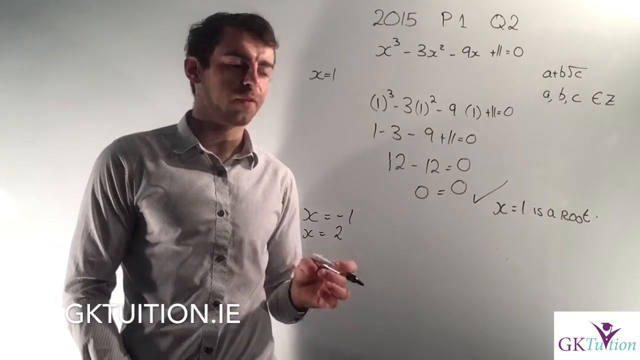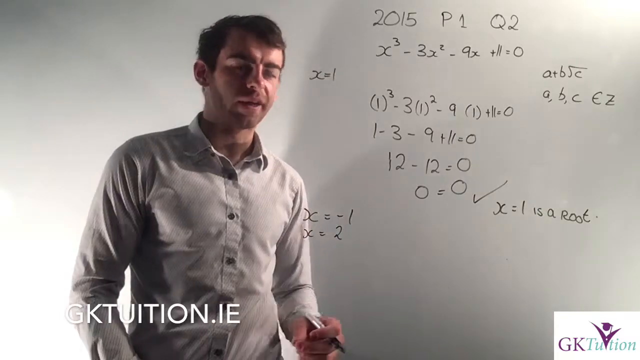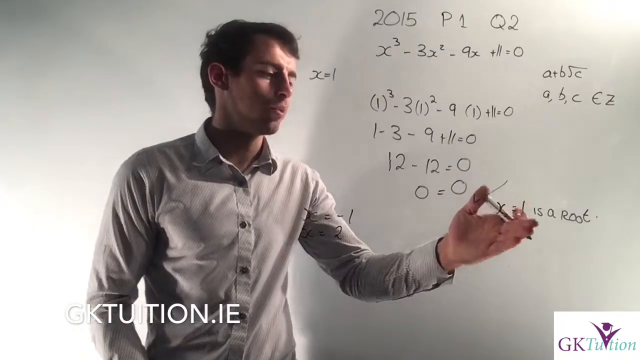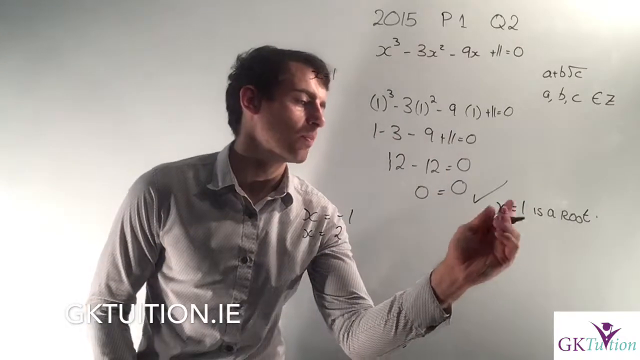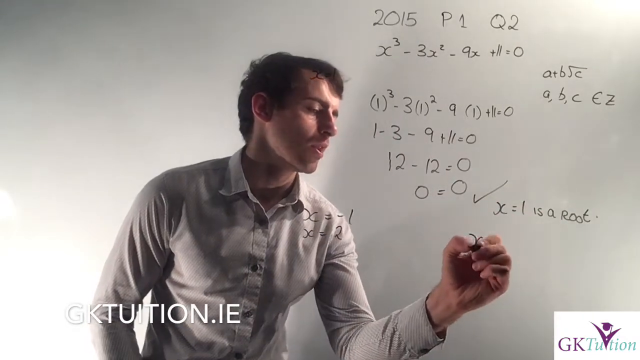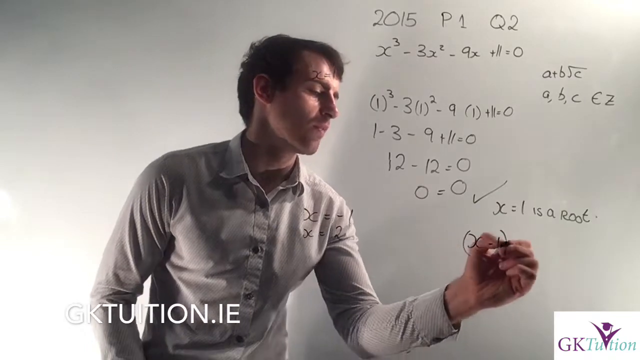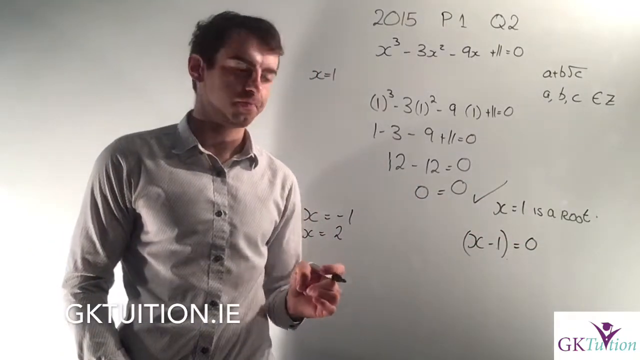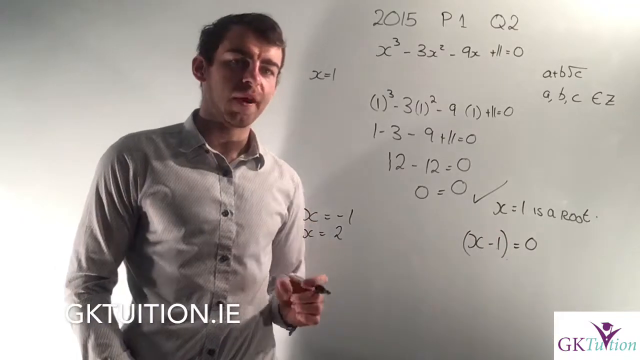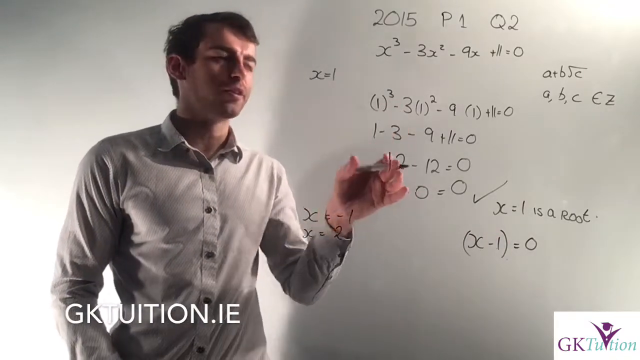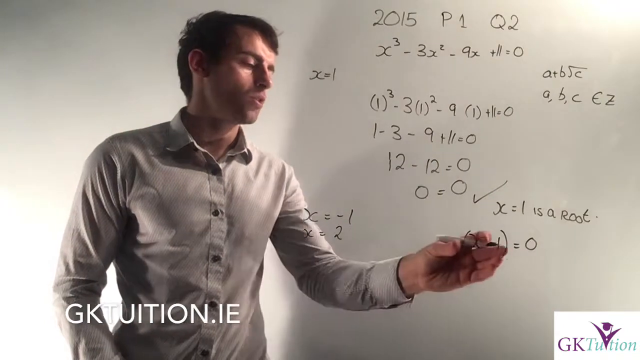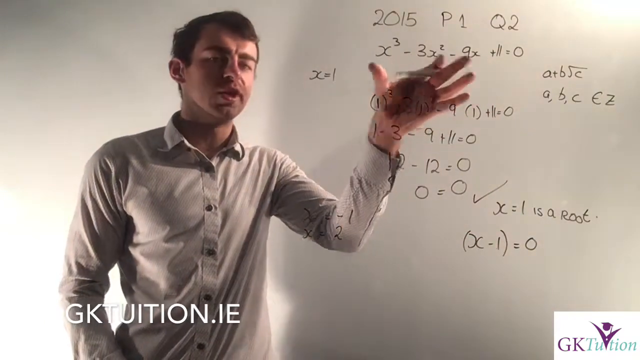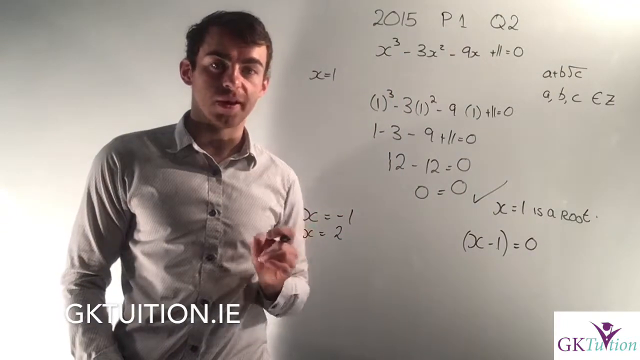Now once we have our first root, we want to convert this into a factor. So if x equals 1 is a root, in order to get the factor, you want to bring the 1 across the equal sign. So if x equals 1 is a root, that means that x minus 1 is a factor. So I know now that x minus 1 is one of my factors. If I know one of the factors, I can find the other factors by long division. So once I know x minus 1 is a factor, if I divide x minus 1 into my original equation, I'll get the other factors.